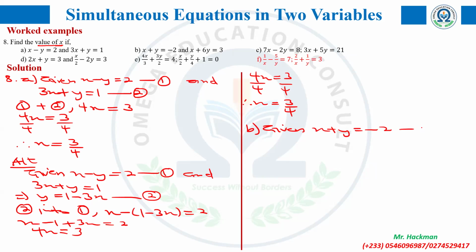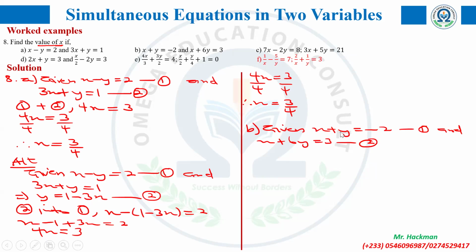Okay, so equation 1. And my second equation is what? x plus 6y is equal to 3. Okay, equation 2. Okay, so now let me see. I've been asked to find the value of x. So it means if I want to use elimination, I should eliminate y.